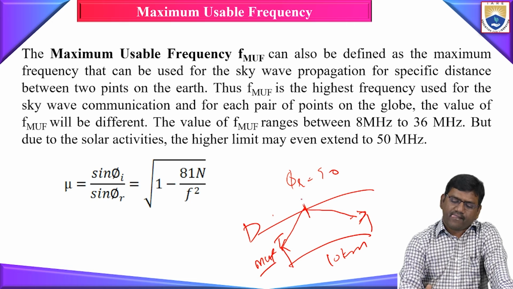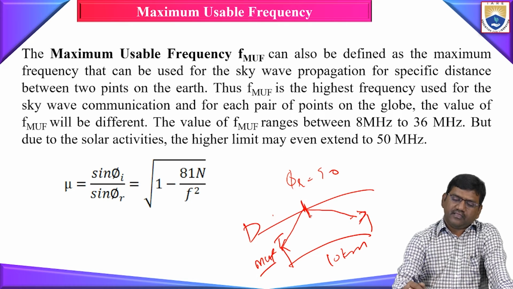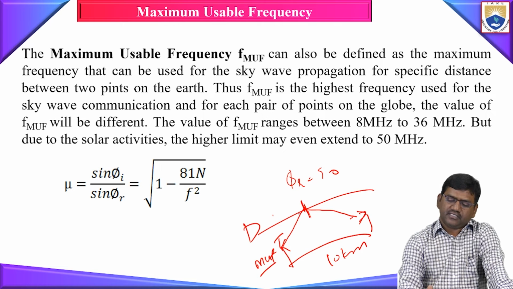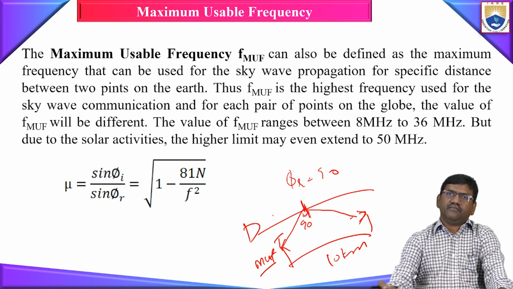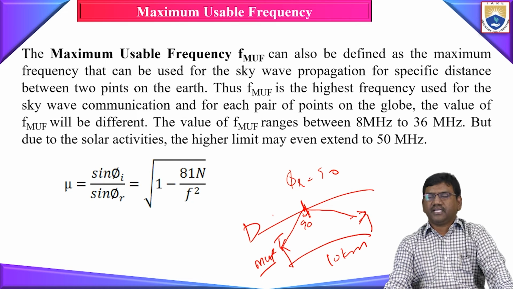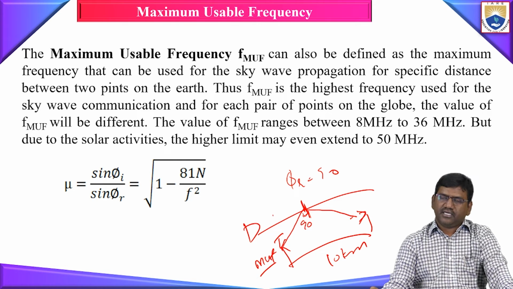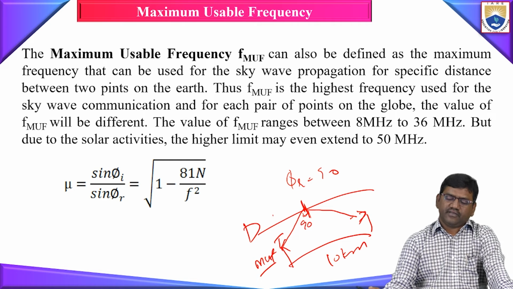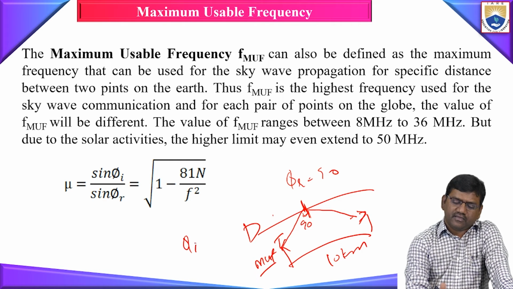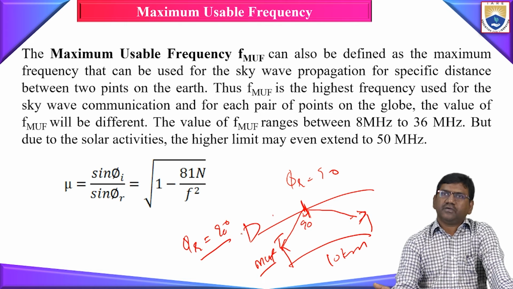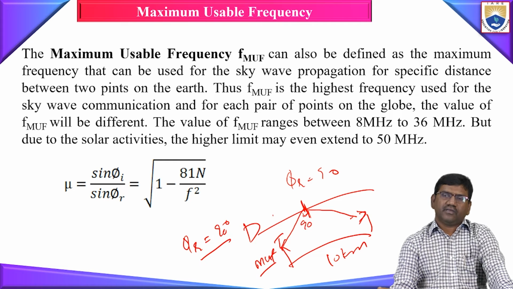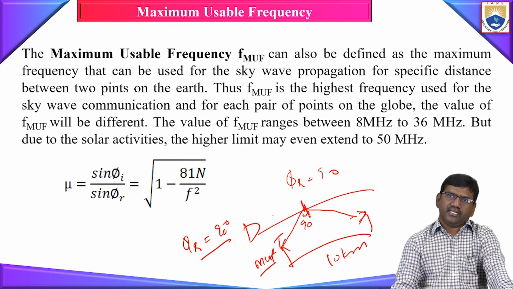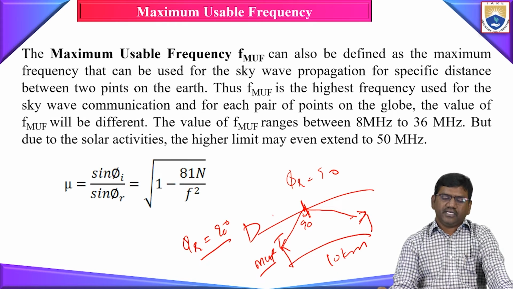So here, the angle of reflection is not greater than 90 degrees. The wave is going to return to the receiving antenna at that angle only. So the theta r, that is the reflection angle, is taken as 90 degrees only. Beyond that, the signal is not going to return to the receiving antenna, and we cannot send the signal to the receiving antenna. The maximum angle of reflection will be only 90.